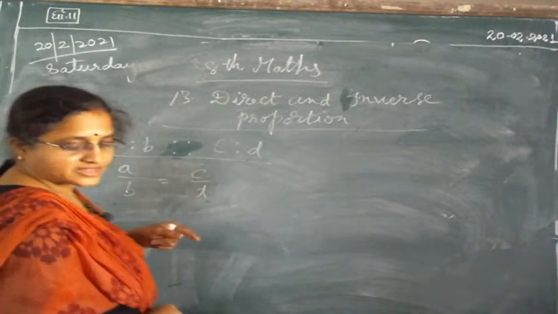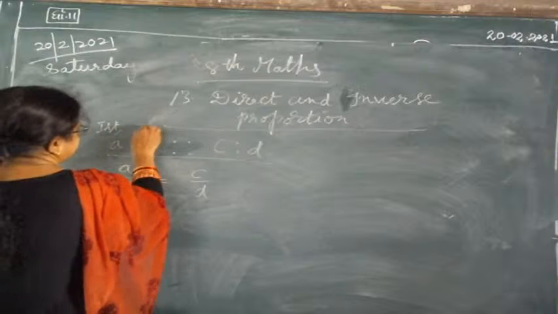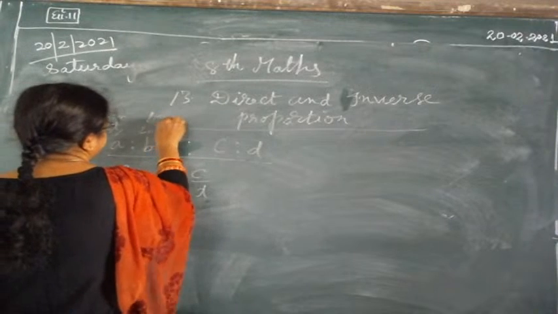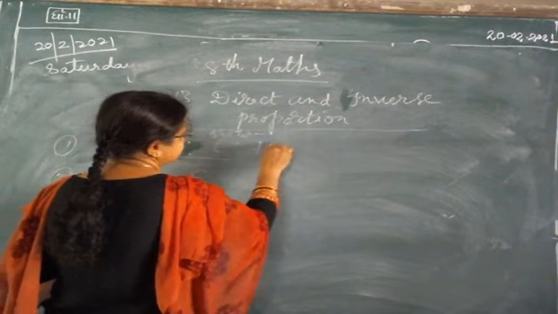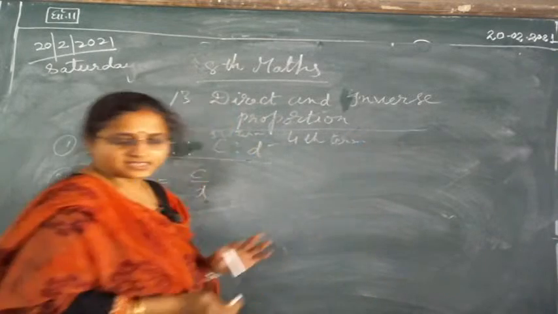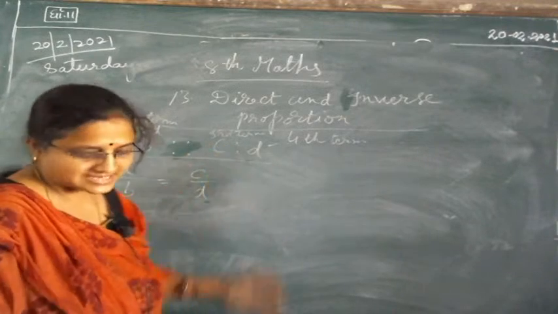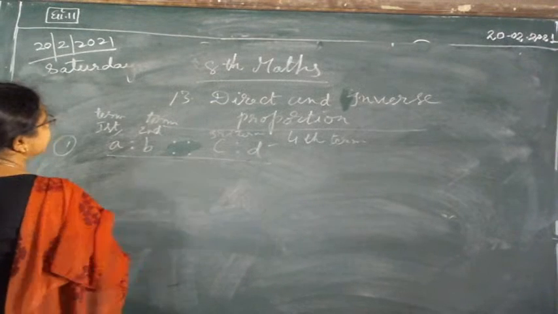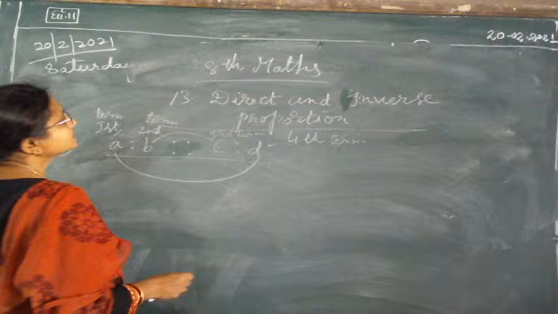See, if the four numbers are in proportion, this is the first term, this is the second term, this is the third term, C, and D is the fourth term. So, if these four numbers are in proportion, then the product of the first and fourth number, for example A into D, is always equal to the product of the second and the third number.